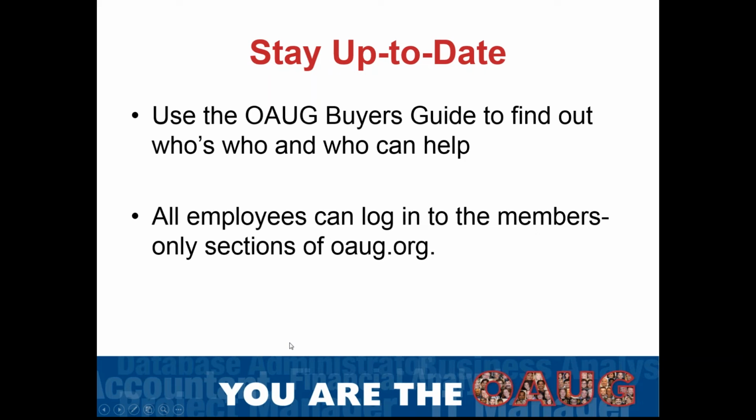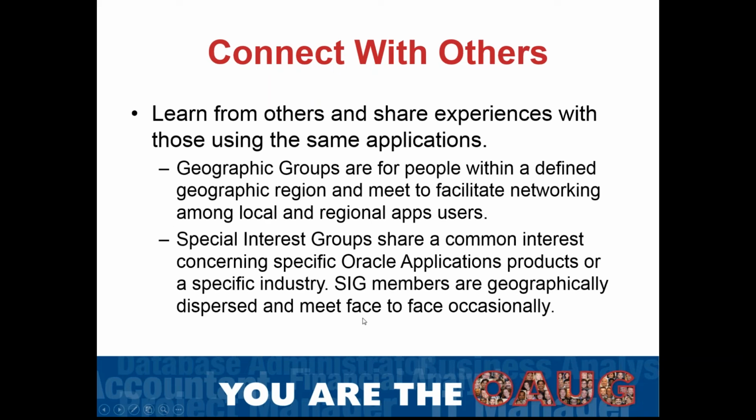Another great resource available to our members is the OAUG Buyer's Guide. It is produced annually and packaged with the fall edition of OAUG Insight Magazine. And of course, it is available online to all of our members as well. The OAUG Buyer's Guide includes a searchable directory of all the service providers, so if you're looking for a consultant or a third party to come in and help you with something, this is an absolutely great place to start. It also includes how-to guides, case studies, and much more. And again, I'll show you where to access that in just a few moments.